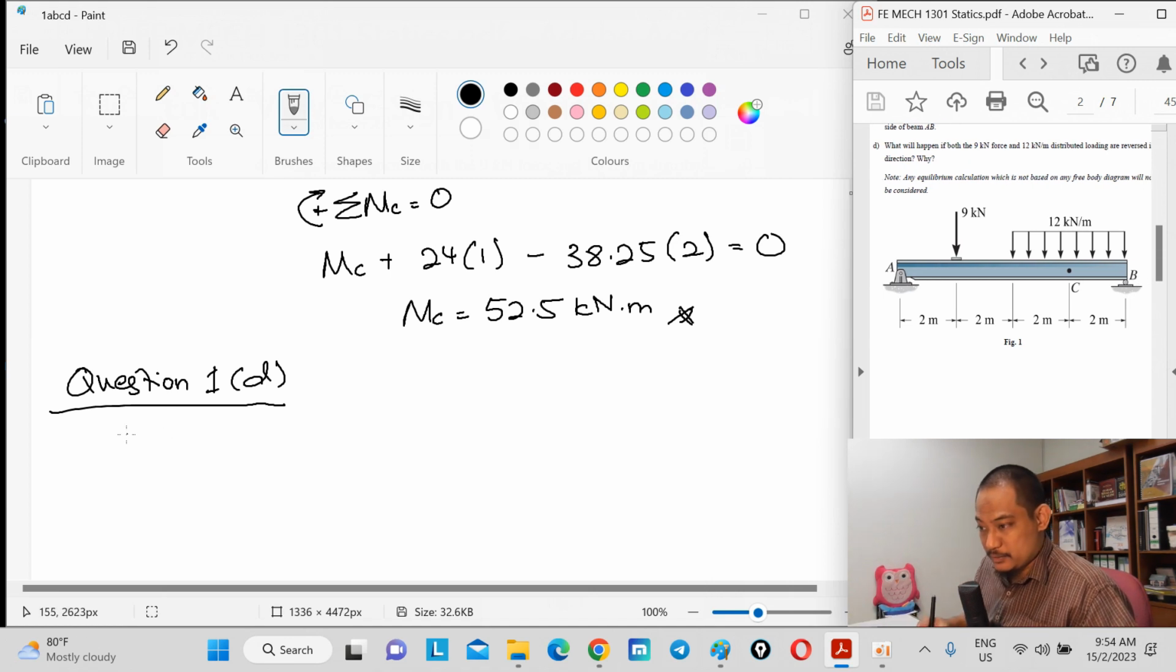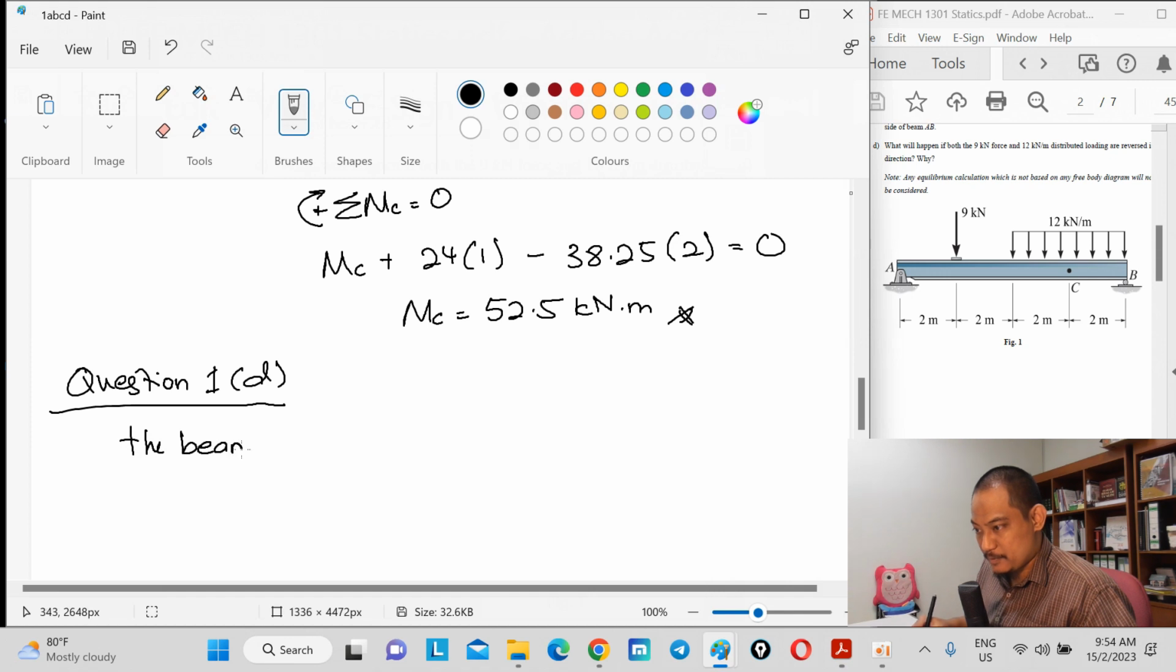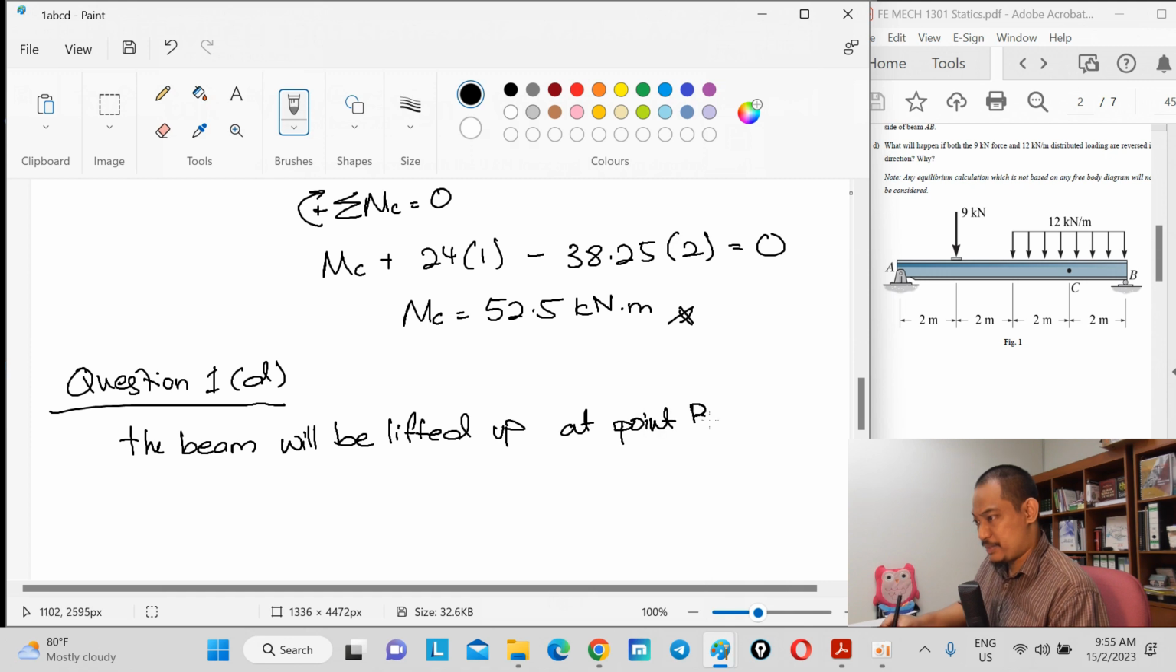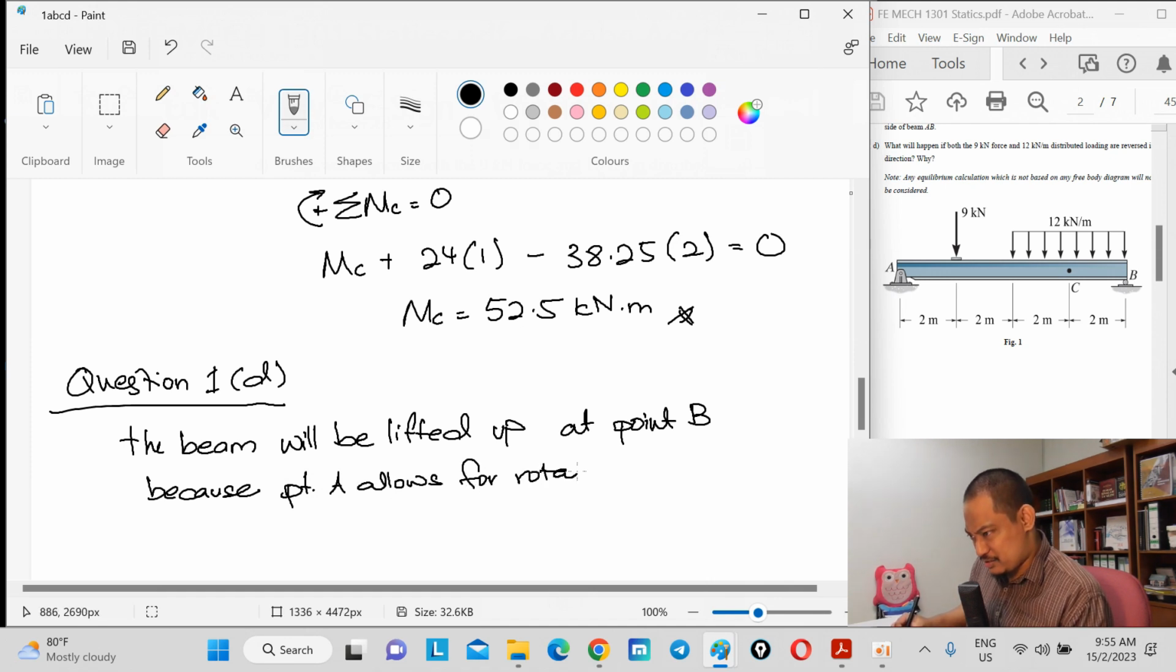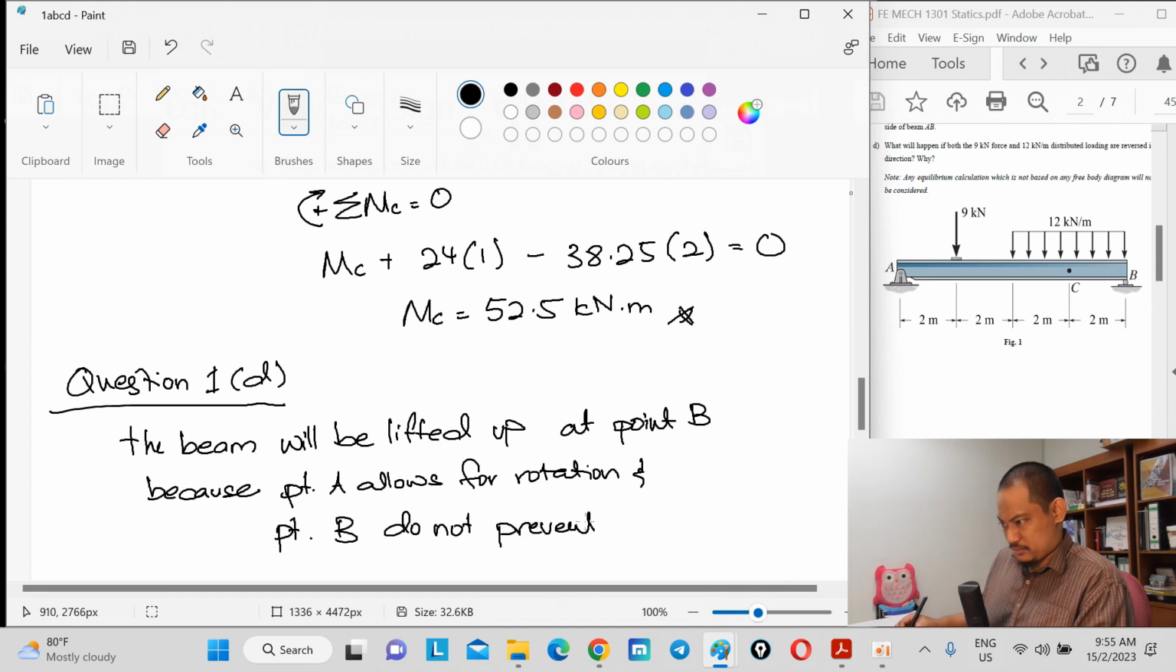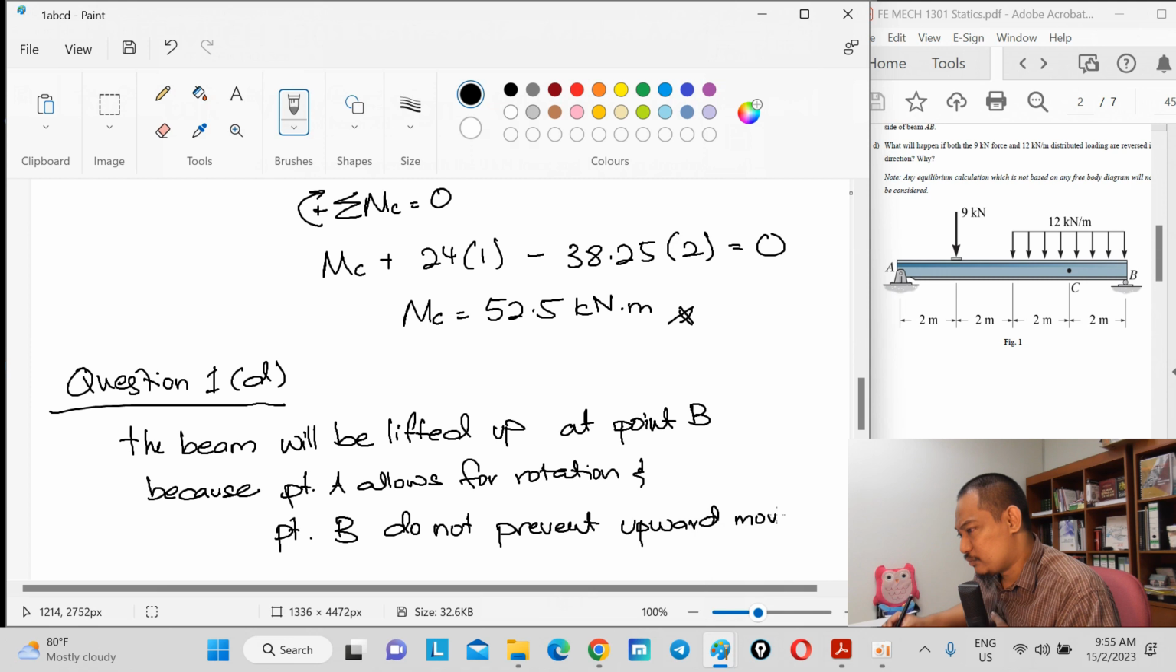So what will happen is the beam will be lifted up at point B. Why? Because point A allows for rotation and point B does not prevent upward movement.